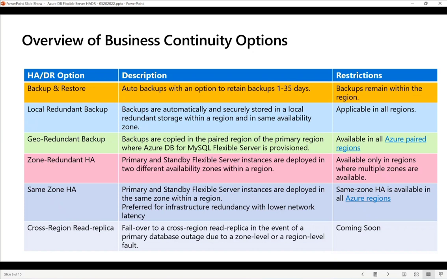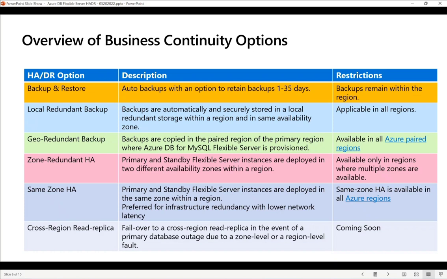Is it going to be possible to have multiple cross regions? So perhaps, continuing that example, East US to West US, and then maybe something in Europe. Can you have multiple cross regions? Yes. That's something we support in single server today. In single server, we support up to 5 read replicas.